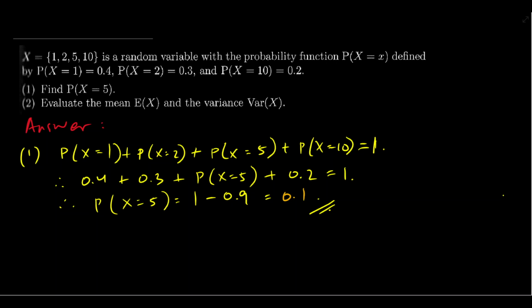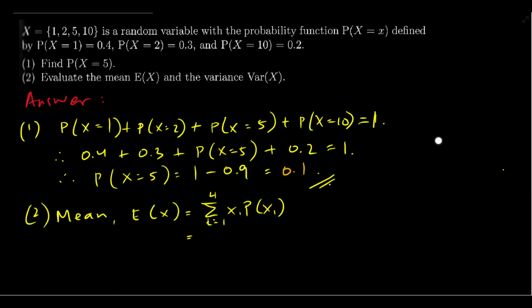So next, for number 2, evaluate the mean, the expected value of x, as well as the variance of x. So for a discrete random variable, the mean, the expected value of x, will be equal to the sum of x times the probability value for x, in this case from 1 until 4.